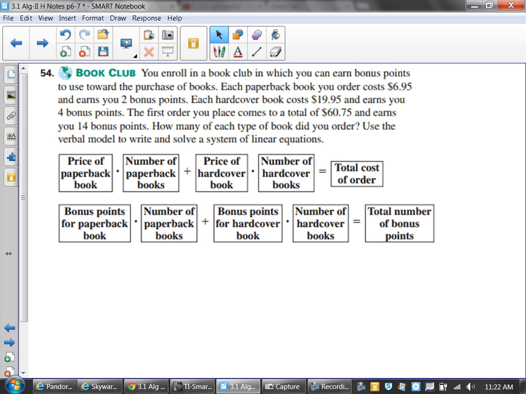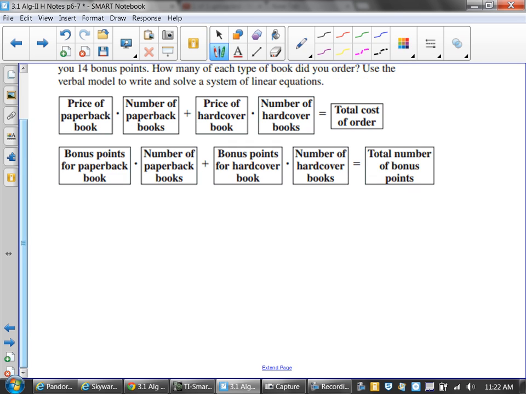Okay? So it tells you that you order paperback at $6.95, earns you 2 bonus points. You order hardcover at $19.95, earns you 4 bonus points. Your first order comes to a total of $60.75, and you earn 14 bonus points. How many of each did you buy? Well, it's not saying you bought this plus this equals total amount. You have to automatically throw this into how much everything costs. So you know that you have 2 equations because they're talking about bonus points. So you've got paperback and hardcover for both of them.